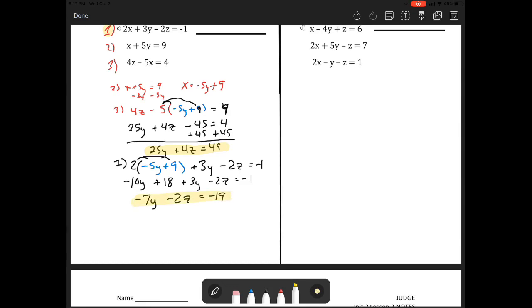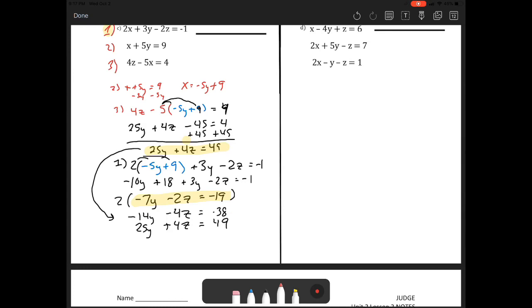What I'm going to do is I've got to make these be opposites. So if you notice, I've got a 2 and a 4. So if I wanted this 2 to be opposite, I'm actually going to multiply it by 2. So I'm going to end up with negative 14y minus 4z equals negative 38. Now I'm going to bring down this equation down here and have 25y plus 4z equals 49.